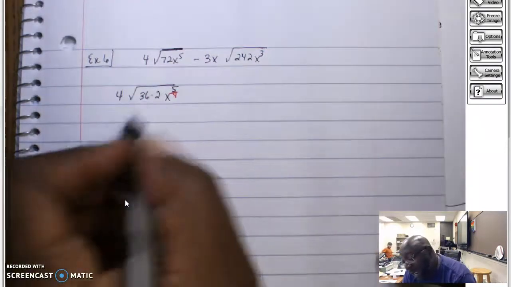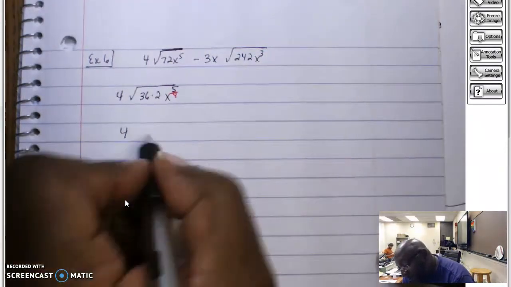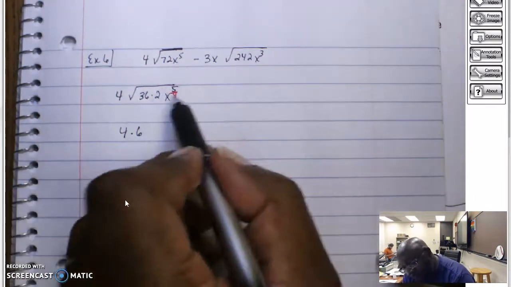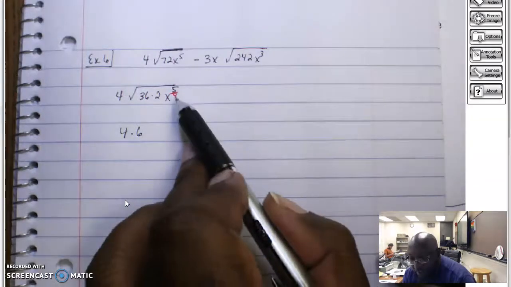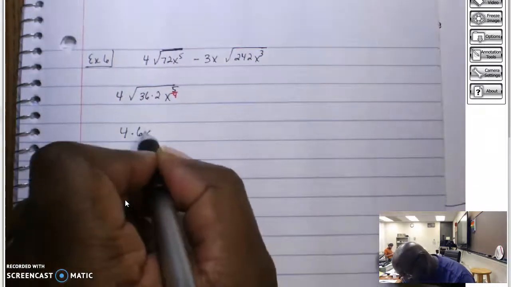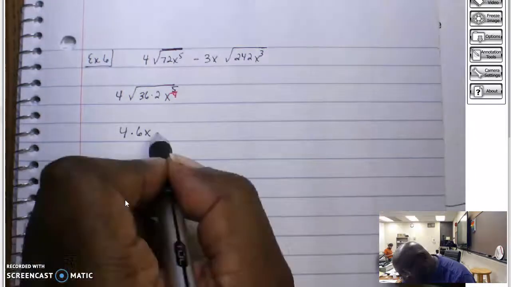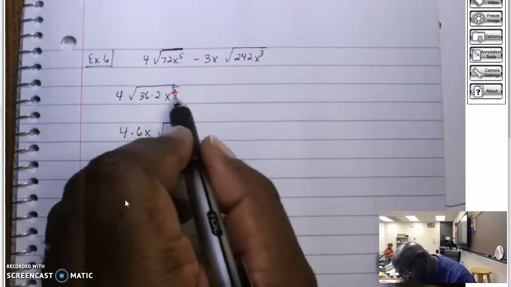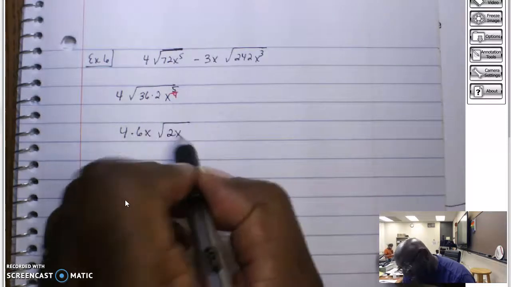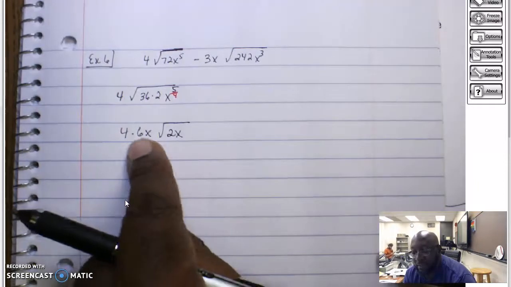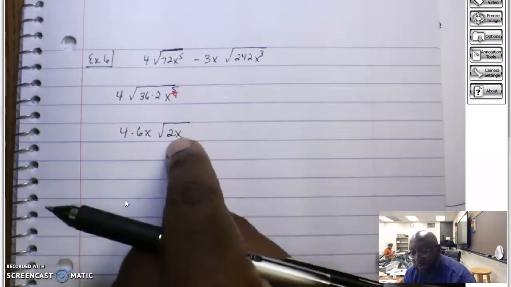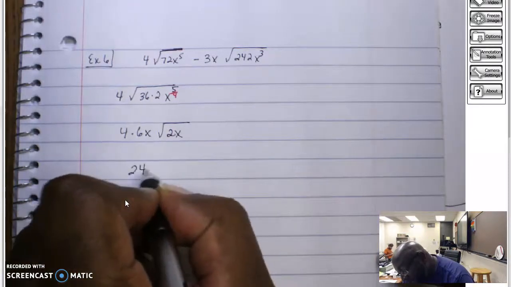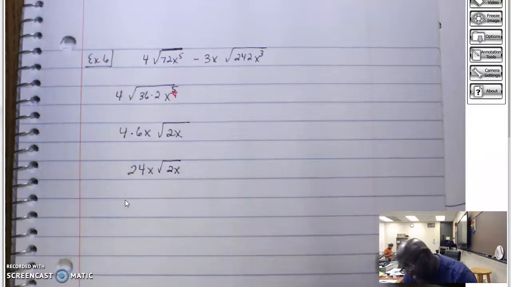Okay, so now what I have is 4 times the square root of 36 happens to be 6. And then I'm going to go ahead and pull out the variable at the same time. 4 goes into 5 one time with a remainder of 1. So what's left is going to be 2 and the remainder of 1 from that. So now what I have is 4 times 6x times the square root of 2x. And if we clean this up, this gives us 24x, the square root of 2x.